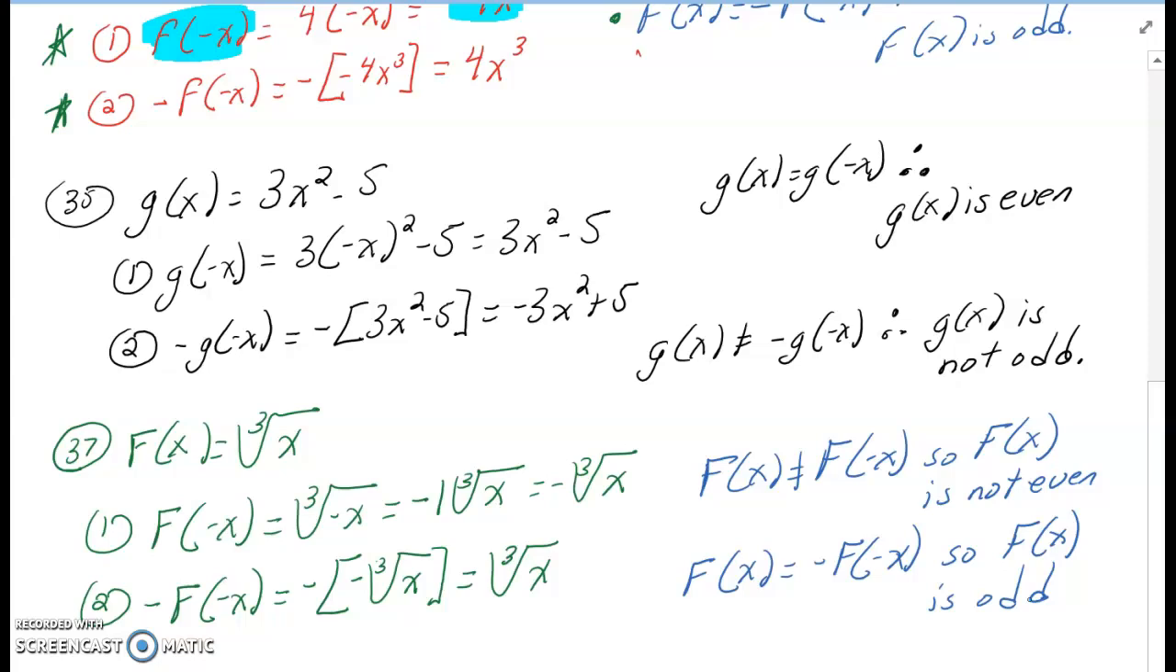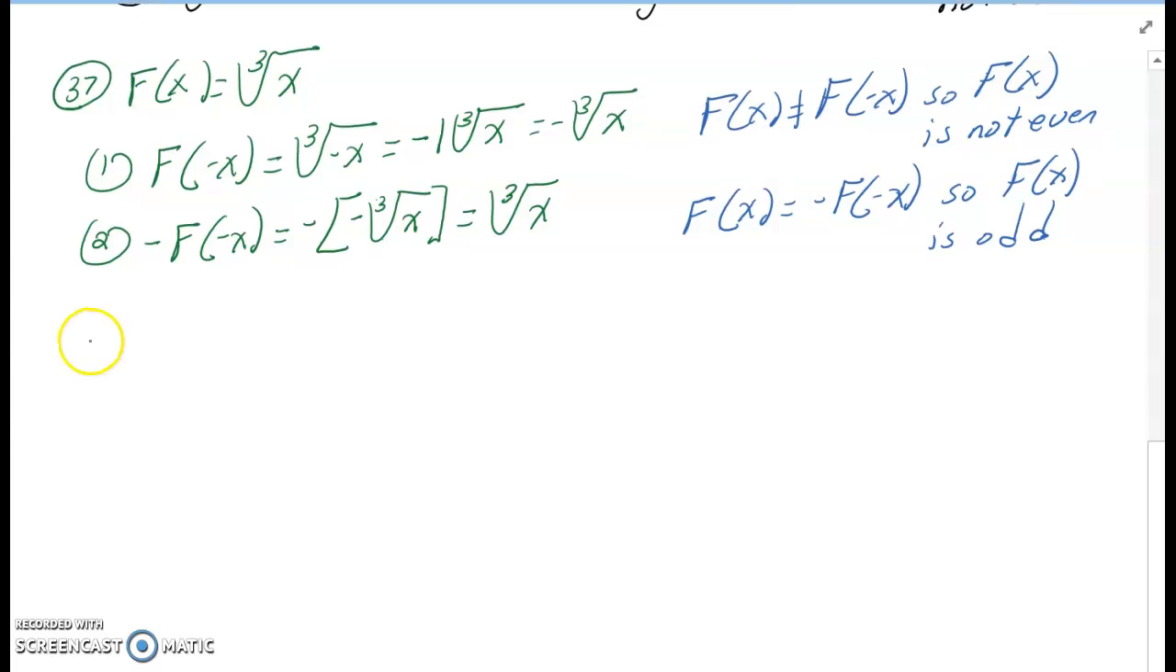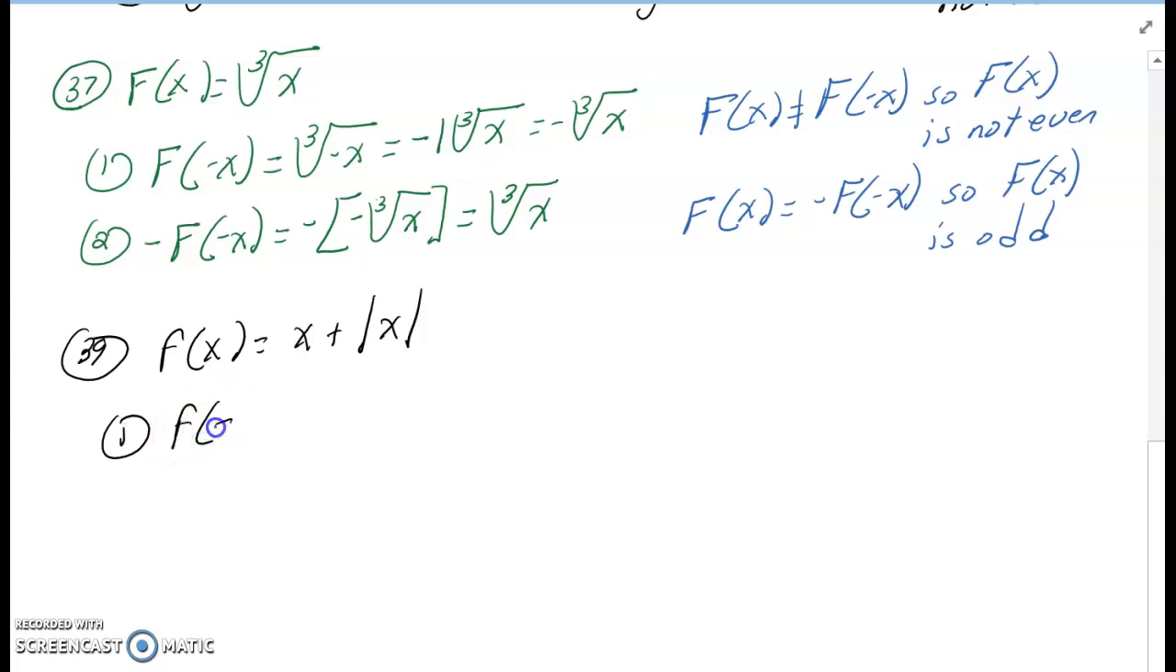Okay. Our next problem we're going to look at is number 39, which has some absolute values in it, so that's a little bit different. If you want to pause the screen and try one of these on your own before I go through it, that's perfectly fine. So f of x is equal to x plus the absolute value of x. Again, if you want to pause the screen and try it, otherwise you can watch. So f of negative x is equal to negative x plus the absolute value of negative x.